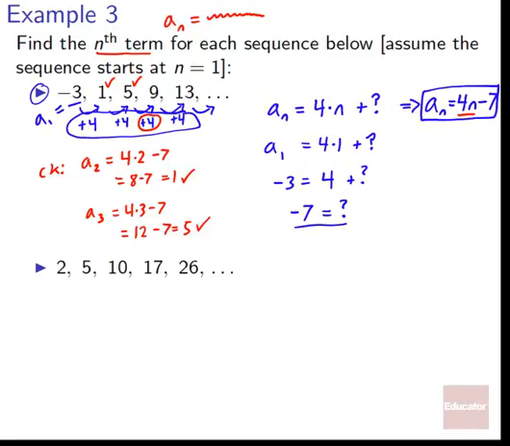All right, next one. 2, 5, 10, 17, 26. So first thing we want to do, we want to figure out what the pattern is. If it's addition, then we'd have something like plus 3. To get from 2 to 5, it's plus 3. To get from 5 to 10, it's plus 5. To get from 10 to 17, it's plus 7. That's not going to wind up working out, right? It can't be addition as our pattern. We see that pretty quickly.